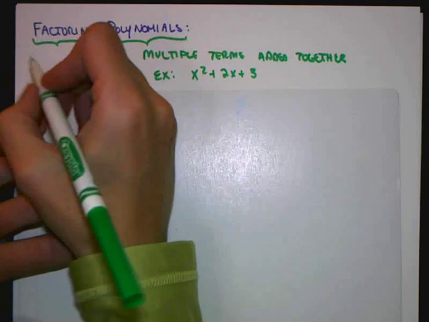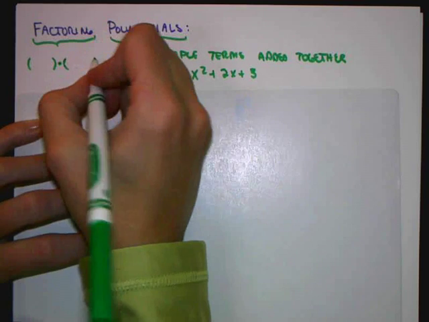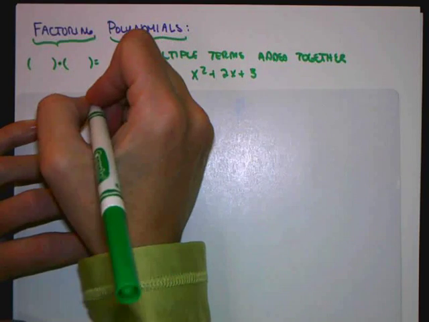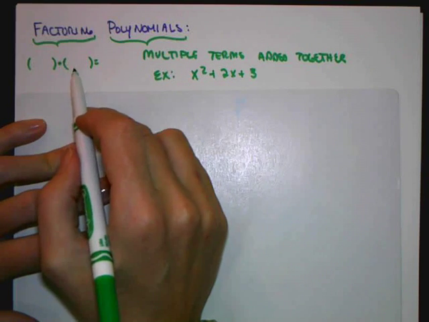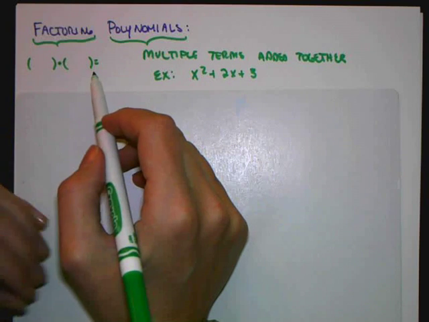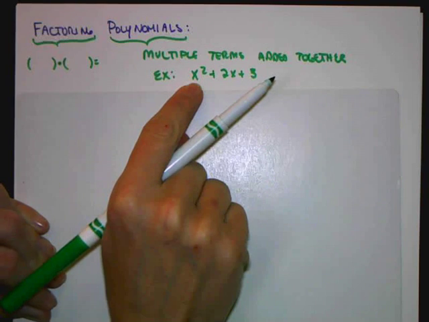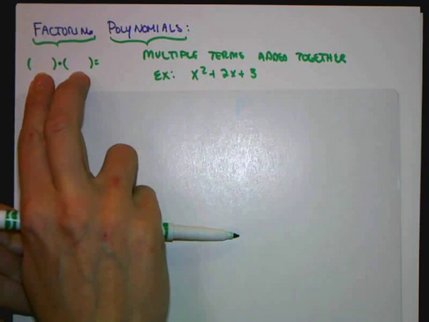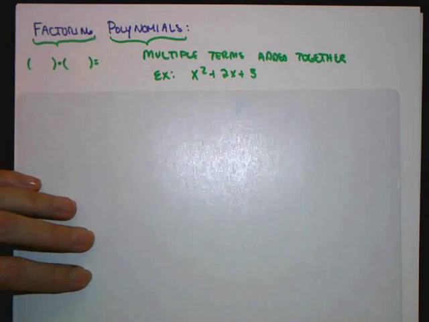Remember, factoring asks the question, what two things can I multiply together to get a particular number or expression? So in earlier grades, when you factored, you took a number like 63 and asked, what other numbers can I multiply together to get this? So factoring polynomials asks the question, what things can I multiply together to get a particular polynomial as a result?